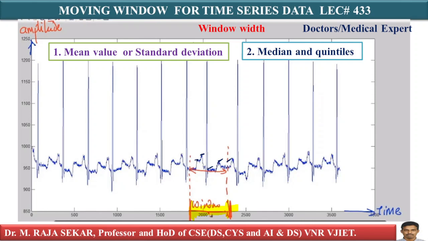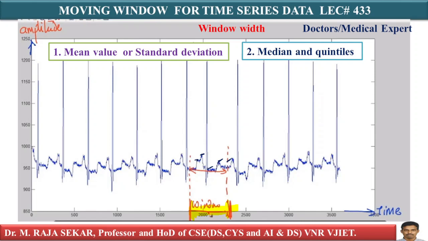And you can compute the mean, standard deviation, etc. That is one way. That is one featurization that you can get with this window. The second thing is you can calculate median and quantiles. That's the other thing people do. Take a window of time and compute median and quantiles for this window of time.